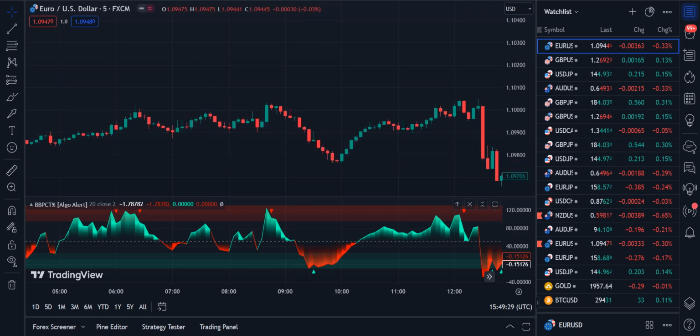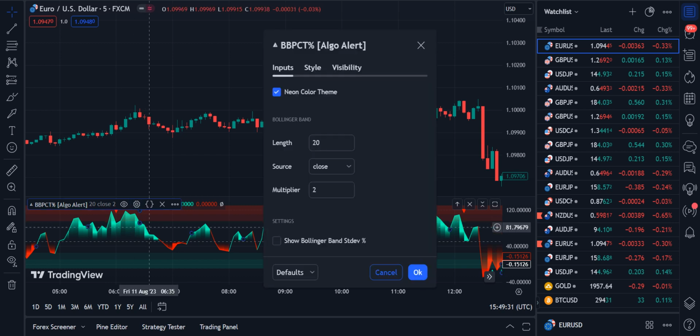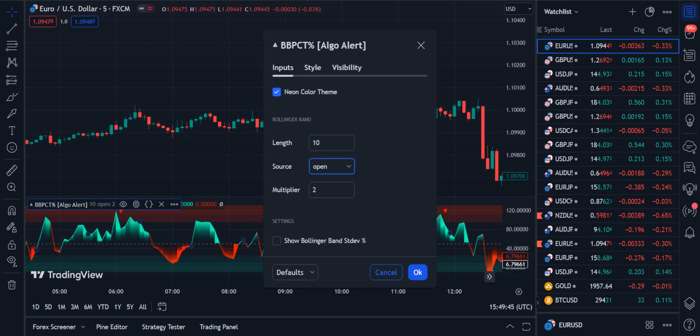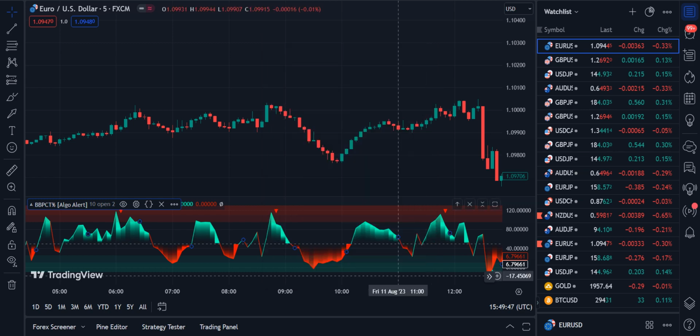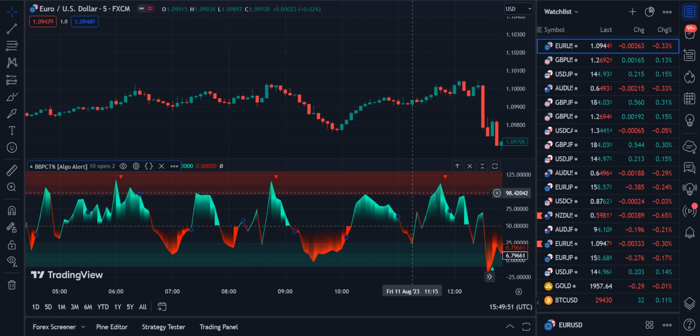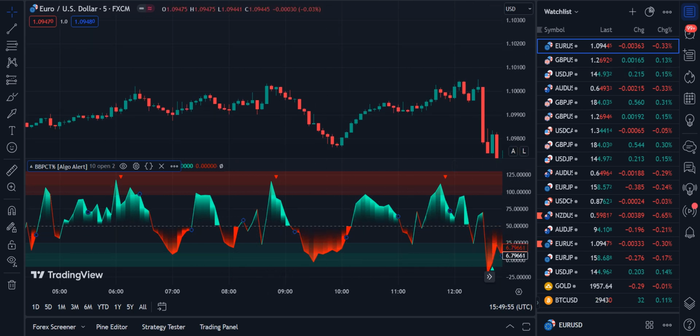Now we will go into the settings tab of this indicator to change a few of the settings. The length that we need is 10 instead of 20, and the source that we are using here is open, and the rest of the things are the same. So click OK to set it according to our requirement. Now I am just increasing its height to make it clear how it works.